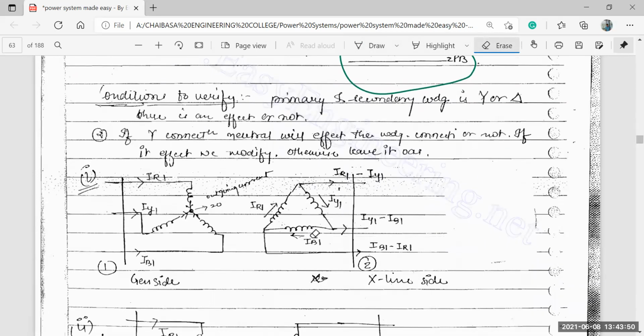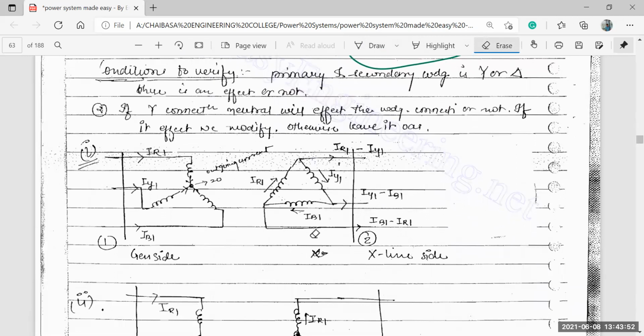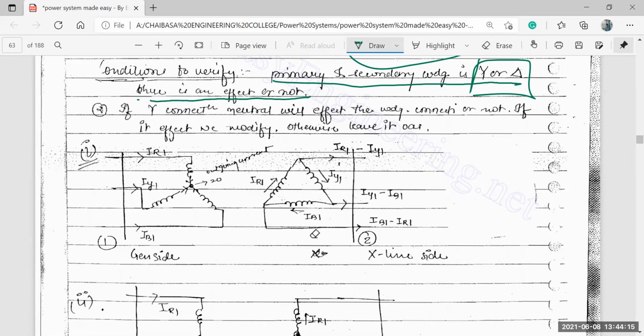Now the conditions to verify. This is most important. First, the primary and secondary winding, that is your Y or delta, whether it has an effect or not. This is what is meant: whether the primary and secondary winding, delta and star, has some effect or not. So this has been asked.